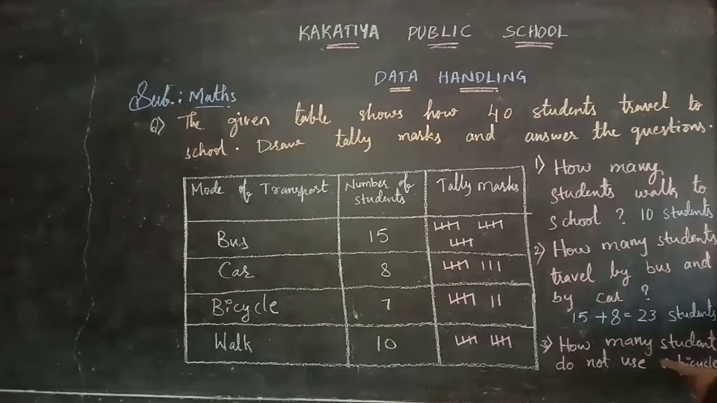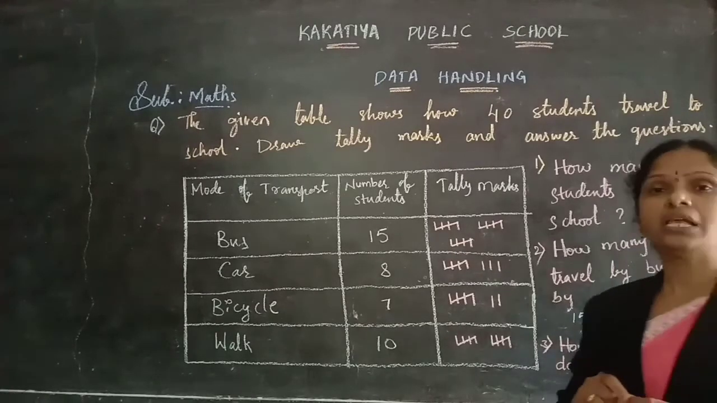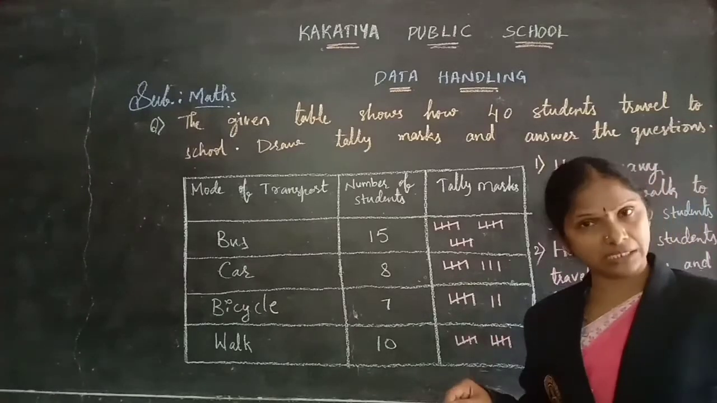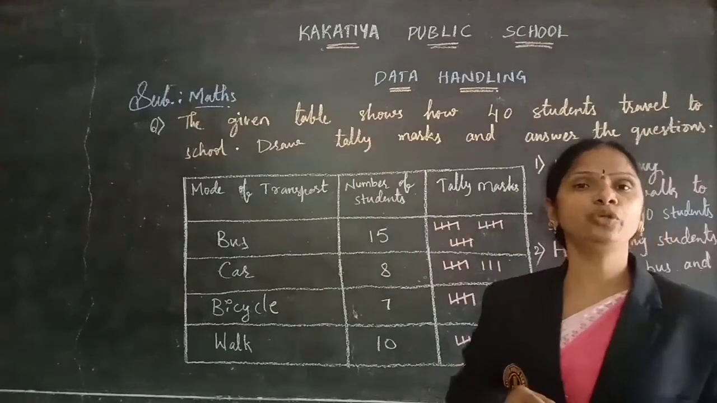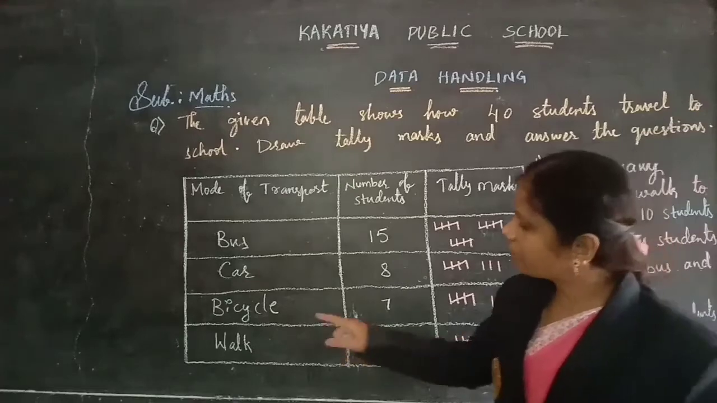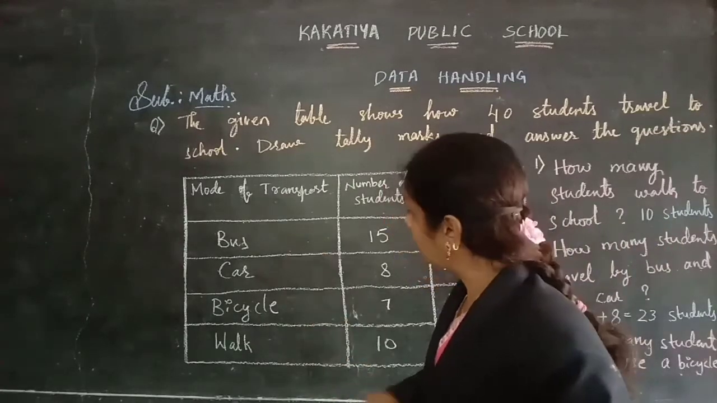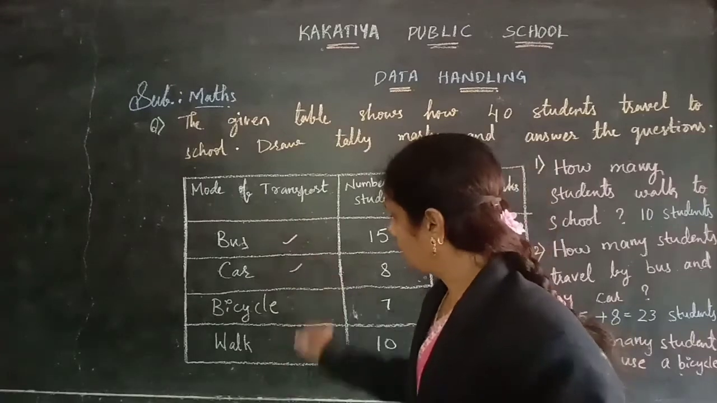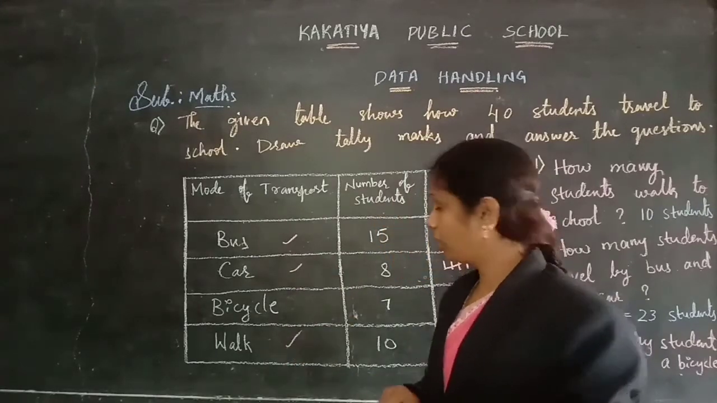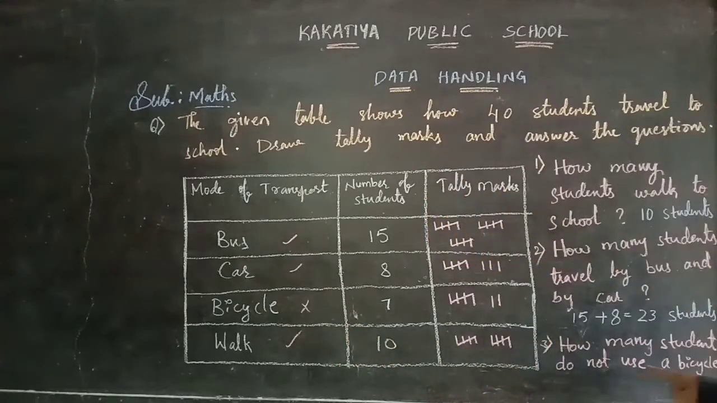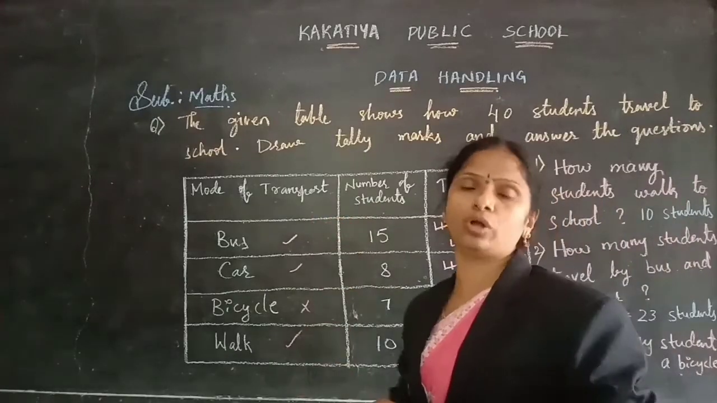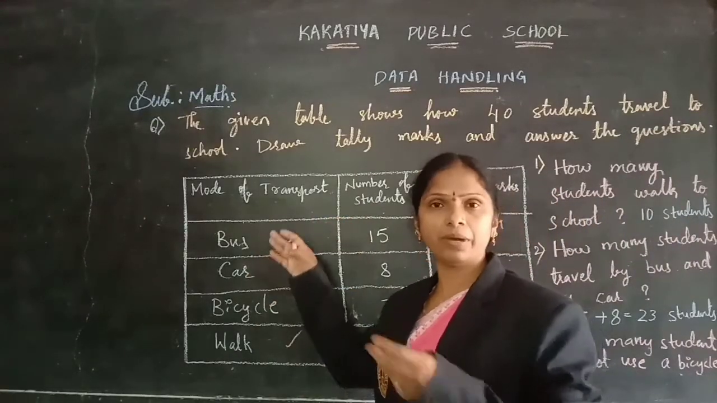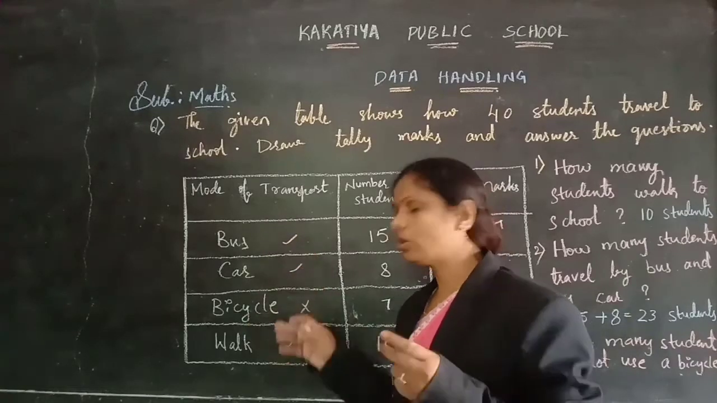Now come on, the third one here. How many students do not use a bicycle? Means how many students are not coming by bicycle? Other than the bicycle, you can take the other modes of transport. So other than the bicycle, what do you have here? You have to take bus, car and walking students. The question is, do not use a bicycle, so you have to take the other 3 modes of transport, which are coming by bus, coming by car and also coming by walk.